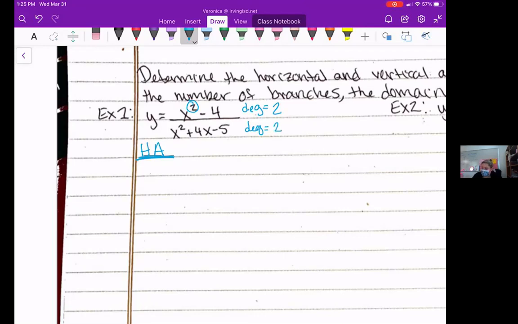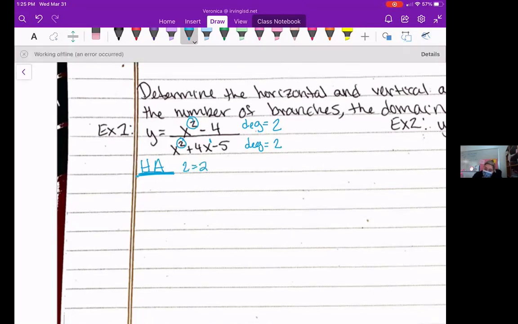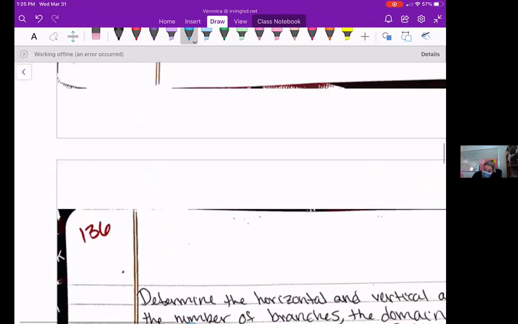What about the denominator? What would be the degree of the denominator? Two. Okay. And I know that because it has the highest power, right? This one's a 1, and that 5 is 0, right? X to the power of 0 is 1. Okay. So what do we see here? We see that our degrees are equal to each other. So because they're equal to each other, what does that tell me?